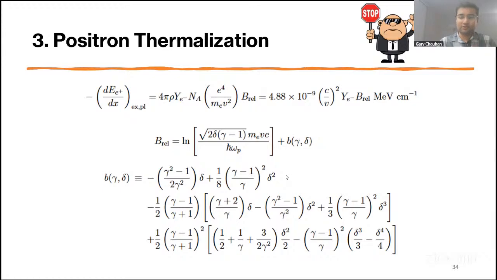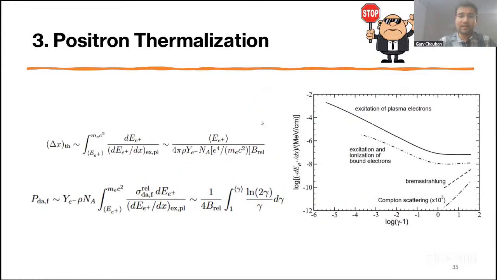Expression is given as follows. The distance calculation can simply be done by integrating this energy loss function from some initial energy, which is pretty energetic, to its rest mass energy, and you get the overall average thermalization distance.